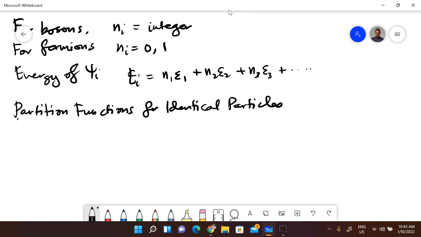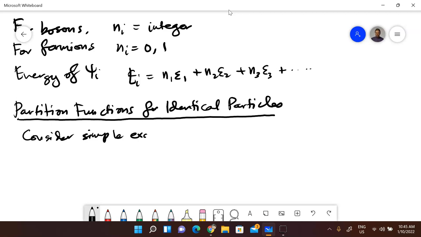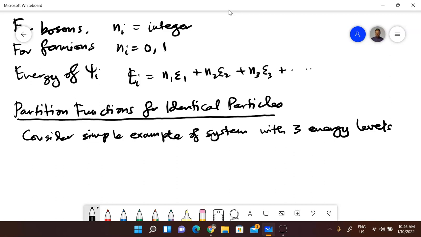And to do this, we shall make a simple example. Consider a simple example of a system with three energy levels. We just simply label the following. So here you have the energy levels. Maybe I should not call it epsilon here, because I want to use that for the other energy level. So here is energy level 0, this is the first energy level, epsilon, and then the next one is 2 epsilon, which is the third energy level. Okay. So you only have three.